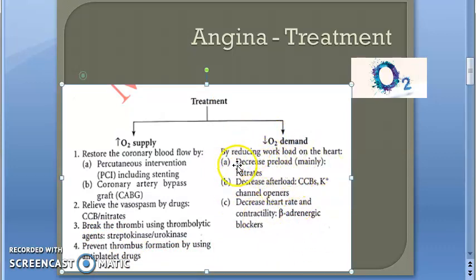Then coming to oxygen demand, how will you reduce it? You will decrease preload, for example with nitrates, we'll come to that. Decrease afterload with calcium channel blockers, potassium channel blockers, etc. Decrease heart rate and contractility by beta adrenergic blockers. We'll come to all the details. I think it has gone a little overhead for you.